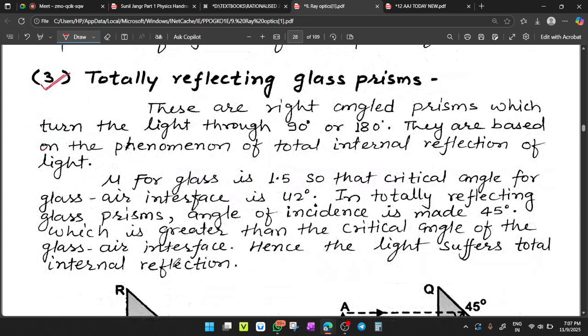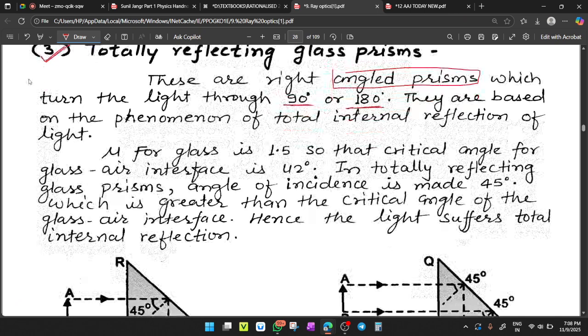These are right angled prisms. This means one of the angles equals how much? 90 degree, which turns the light through 90 degree or 180 degree. So these are specially designed prisms that can give a turn of 90 degree or 180 degree, based on the principle of total internal reflection.